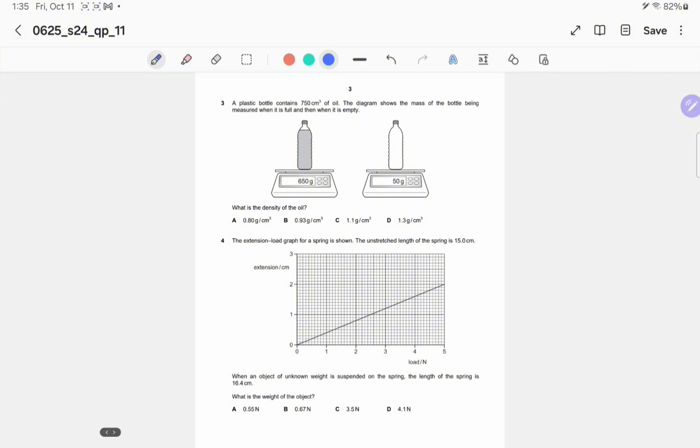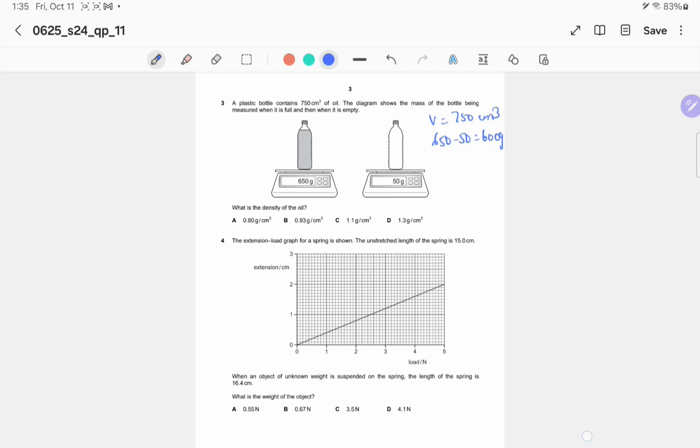A plastic bottle contains 750 centimeter cube of oil. The diagram shows the mass of a bottle being measured when it's full and then when it's empty. So when it is full, the total volume is 750 centimeter cube. Bottle full is 650 and minus empty is 600 grams. Okay, we will make this one.